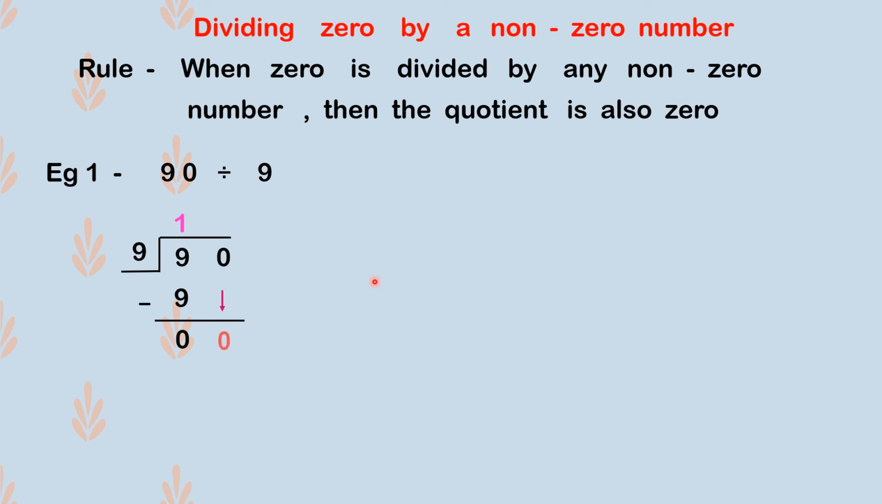Now children, I have highlighted it because you shouldn't get mixed up with this number. This is over. This is left in the sum. I repeat, this you subtracted it, so the value is over. This is left, so I brought the 0 down. This is what they mean. When 0 is divided by any non-zero number, then the quotient is also 0. Here, 9 zeros are 0.